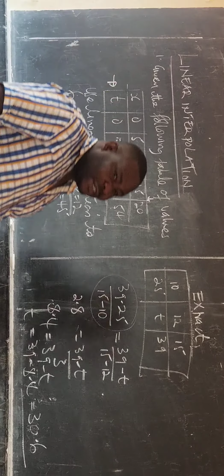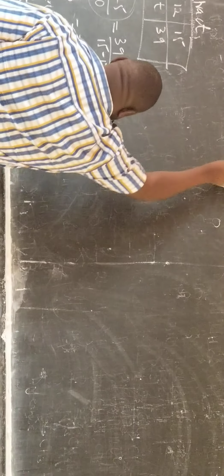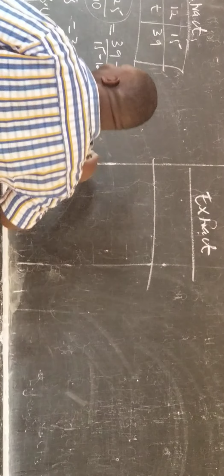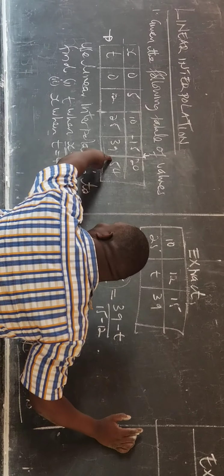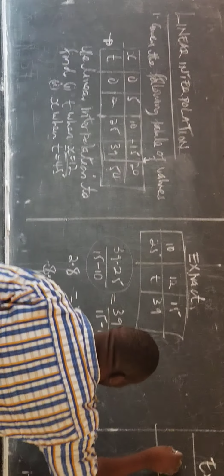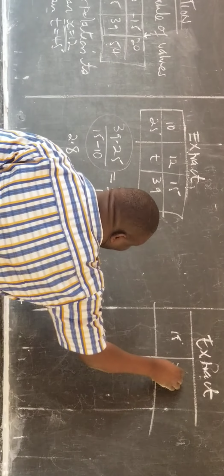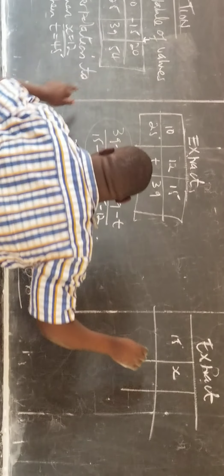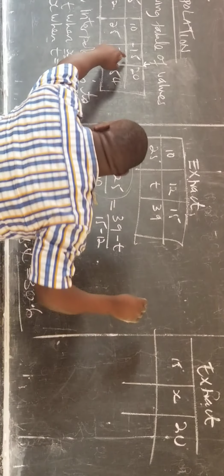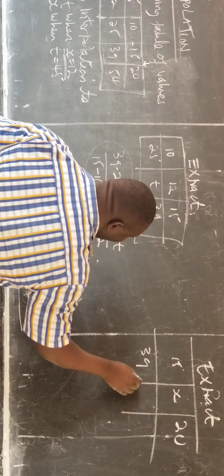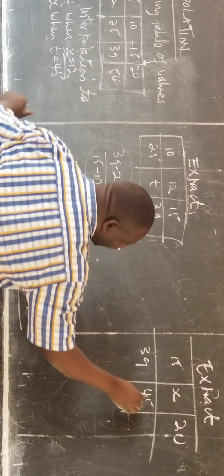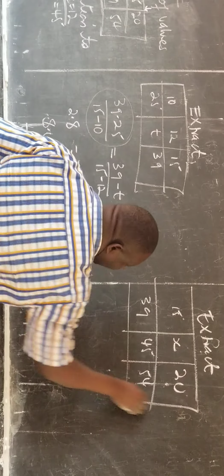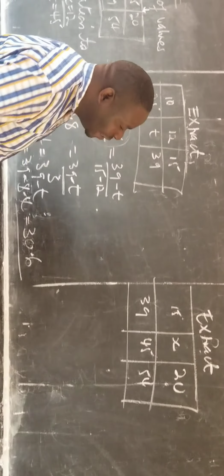So we make our extract of the values. We say that the 45 here lies between 39 and 54. So we are taking the value of x, 15, which corresponds to 34, and 20, and the value of x we don't have corresponds to 45. And the values of t are 39, 45 and 54. That's how we can get an extract.